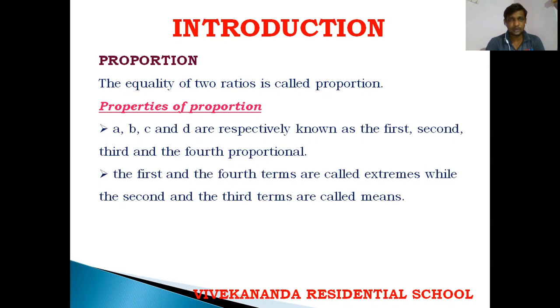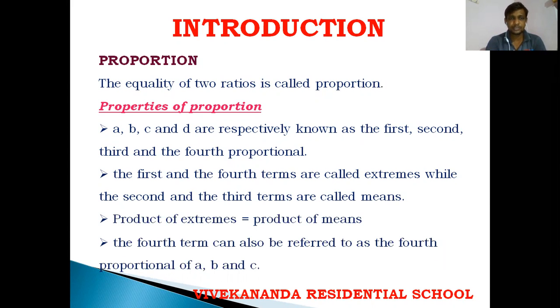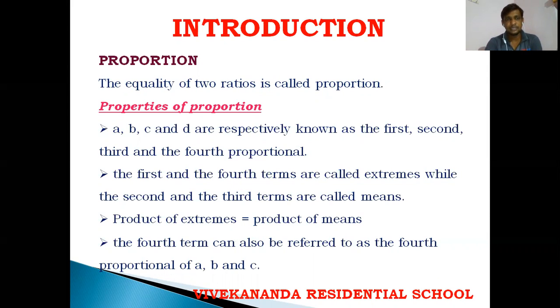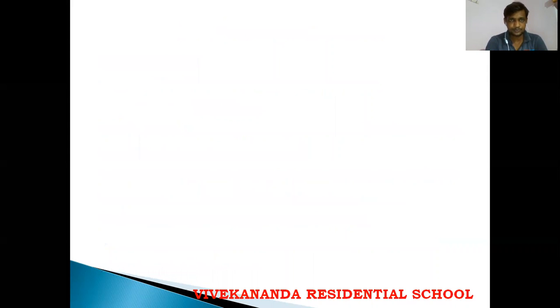Okay, in proportion, to calculate the proportions, we have to use the formula that the product of means is equal to the product of extremes. That means the second and third terms should be multiplied and the first and fourth terms should be multiplied. If their product is the same, then those numbers are in proportion. So here the product of means is equal to the product of extremes. The fourth term can also be referred to as the fourth proportional of A, B, C. That means if I'm taking A, B, C, D, D is called the fourth term.